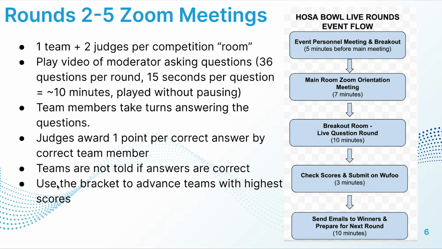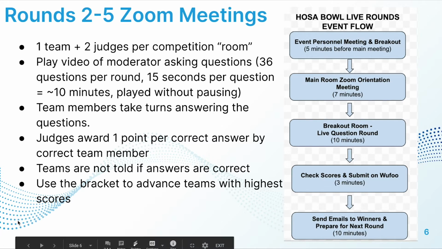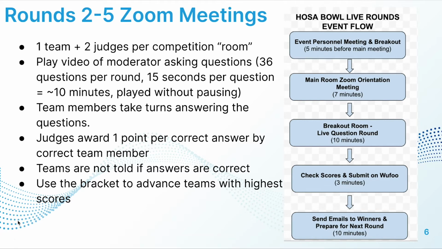So this is how rounds 2 through 5 go. Event flow, approximate time is on the right. What we have is one team entering a competition room with 2 judges. The judges play a pre-made video of 36 questions, about 15 seconds per question, and that made for about a 10-minute video. We play this without pausing.